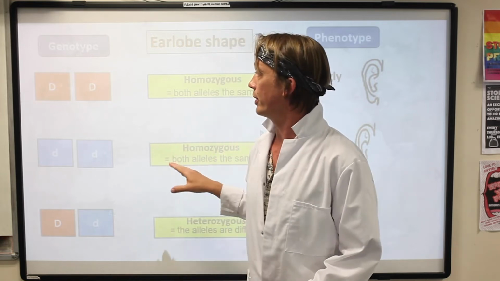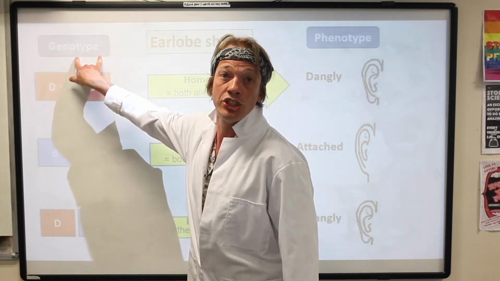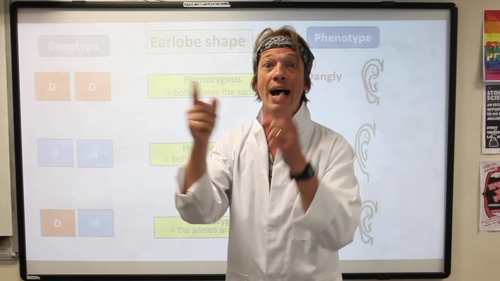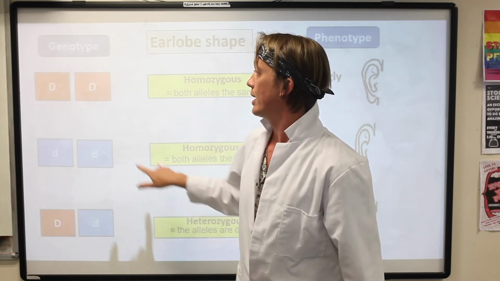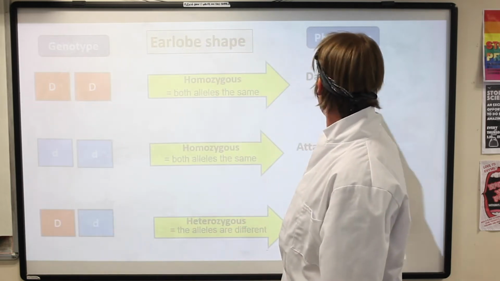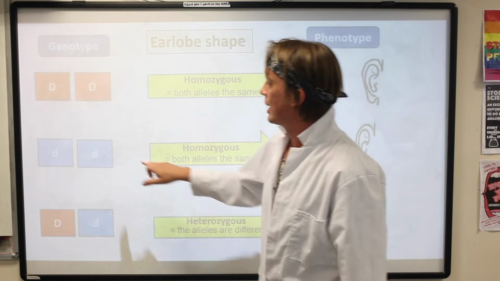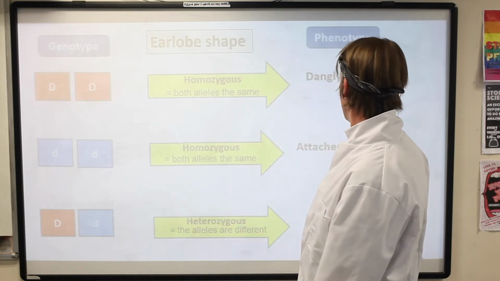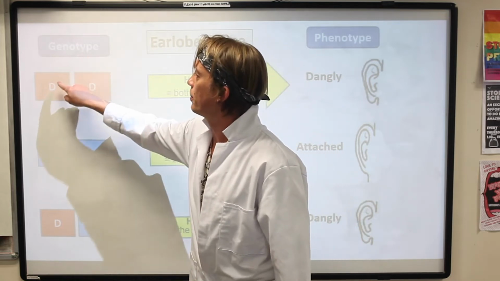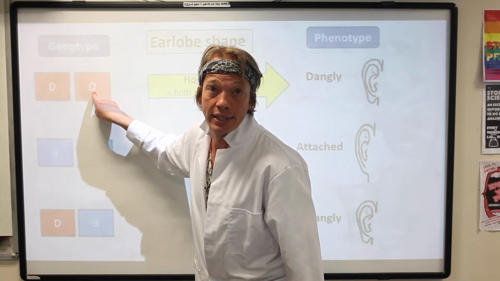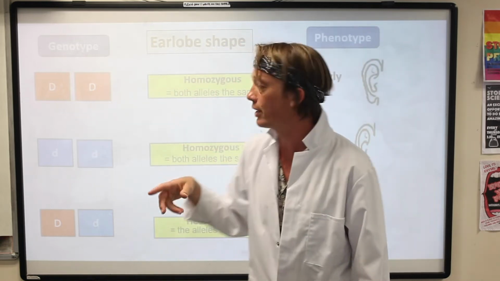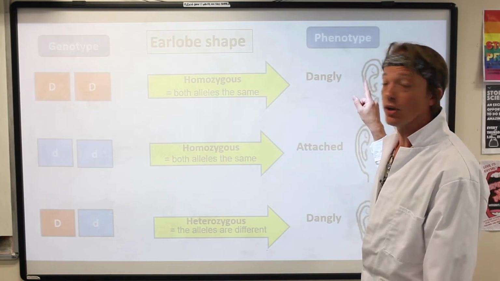Okay, let's look at this. We've got a new word here, genotype. Your genotype is your combination of those two alleles. So, we are going to call big D dangly earlobes and little d attached earlobes. Your genotype could be big D, big D. This would mean that your phenotype, what does it look like, is that your earlobes are dangly.